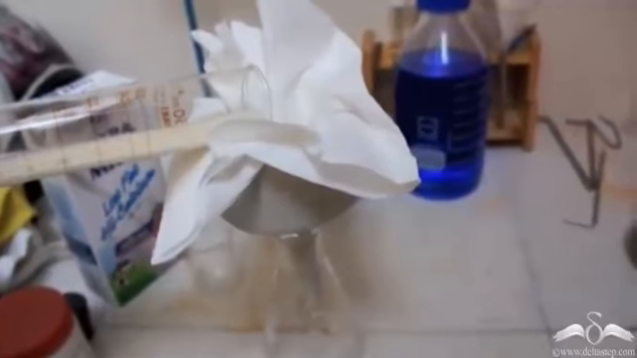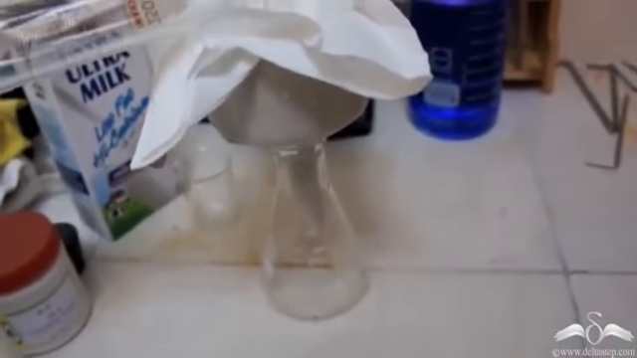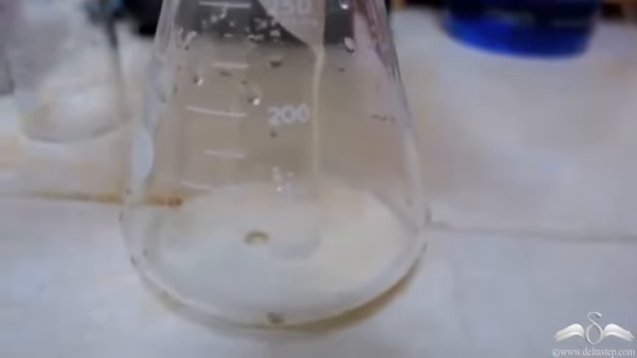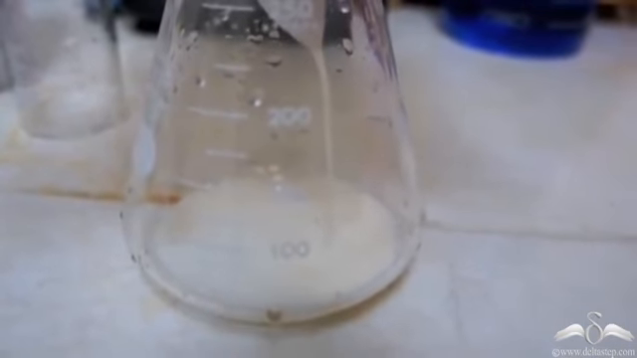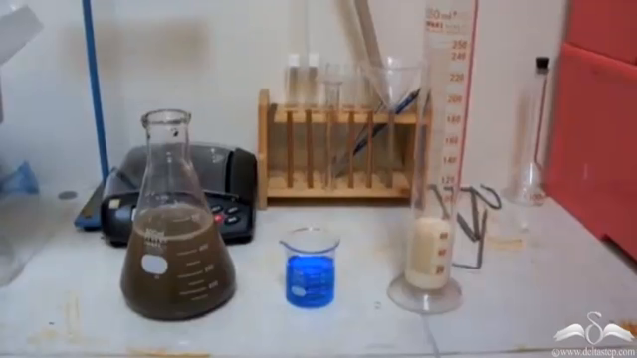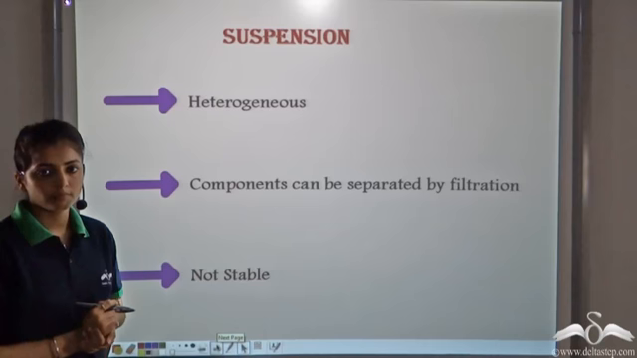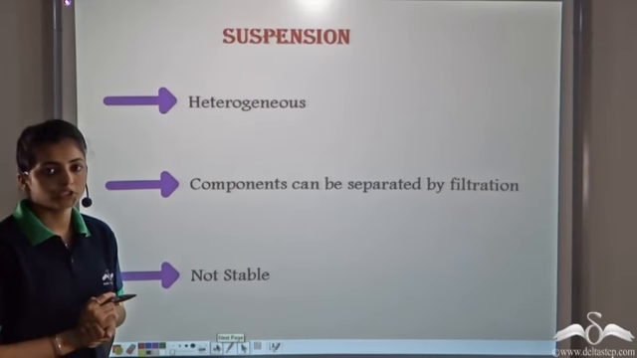Now, we'll filter milk. Again, the entire milk is collected in the flask and there is no residue left on the filter paper. So these are the three different kinds of solutions. One of these is a suspension.